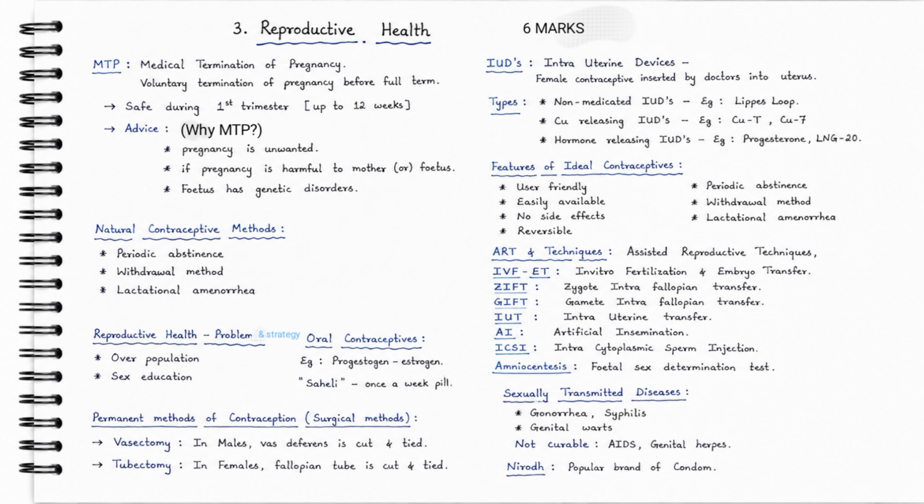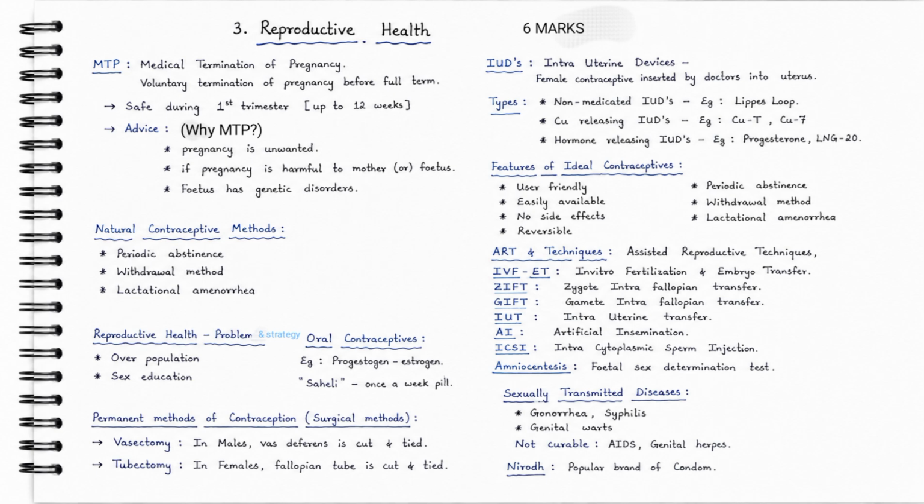Then remember the 3 types of natural contraceptive methods. Those are periodic abstinence, withdrawal method, and lactational amenorrhea. Then remember one problem and one strategy of reproductive health. The problem is overpopulation and the strategy is sex education. Then remember one example of oral contraceptives, that is progesterone and estrogen, and remember the pill which is used once in a week is Saheli.